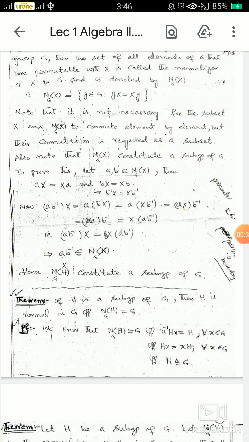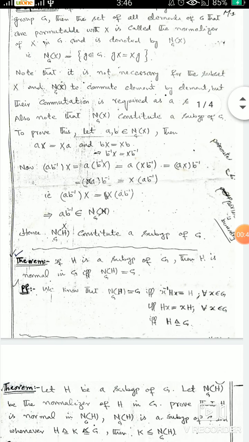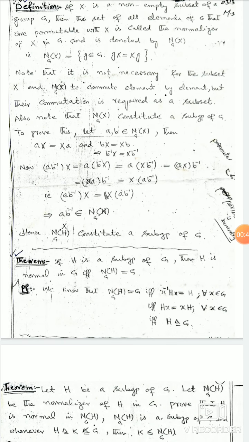Note that it is not necessary for the subset X and the normalizer of X in G to commute element by element, but their commutation is required as a subset. Also note that the normalizer of X in G constitutes a subgroup of G.